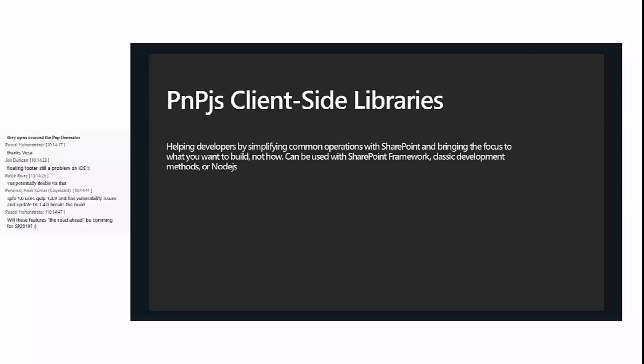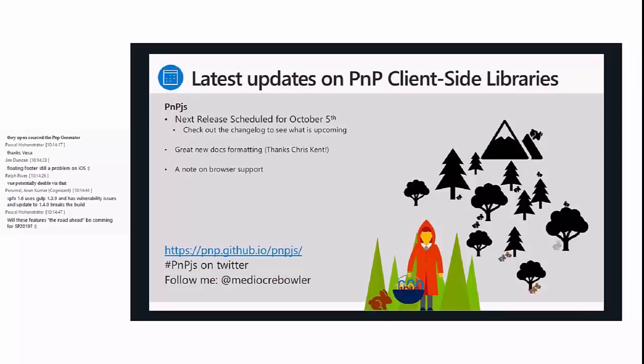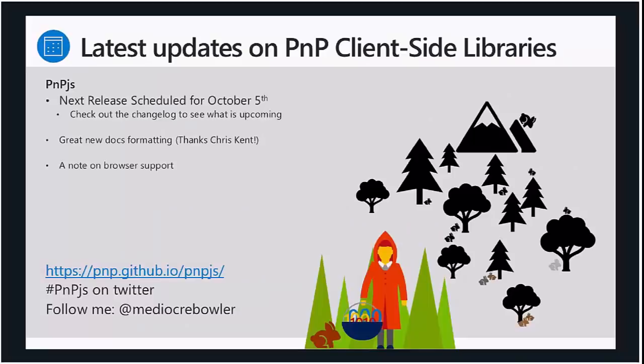Yep, quick updates on our normal topics here. So the next release for PnP JS is going to be October 5th. We got the changelog updated to see what's coming. I mentioned this last time, but wanted to mention it again: great new documentation formatting. Thanks to Chris Kent, who did some great work to get us onto MkDocs. So that's hopefully addressed. We had a lot of feedback that the docs were hard to navigate and it was hard to find things. I think that's much improved. So thanks to Chris for that. If you haven't looked at the docs in a while, do please check those out.